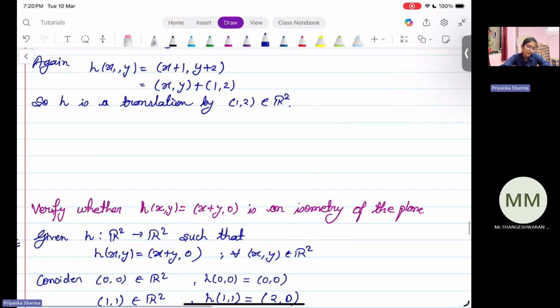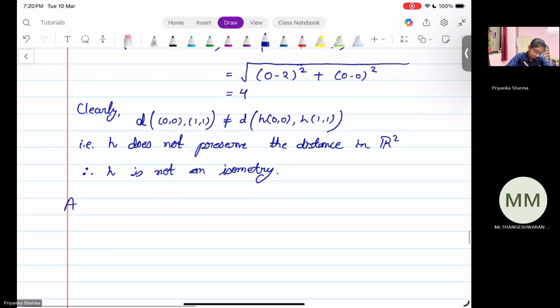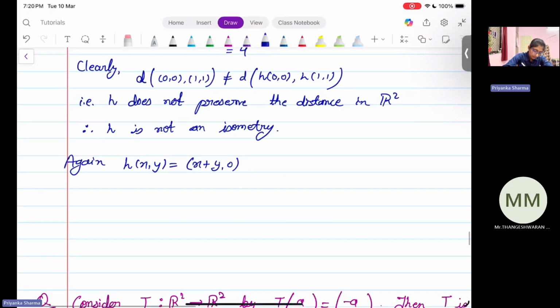So here I'd like to mention that h of (x, 5) is (x plus 5, 0). So here the second coordinate is 0, so the map is not surjective. Okay, H is not a surjection.